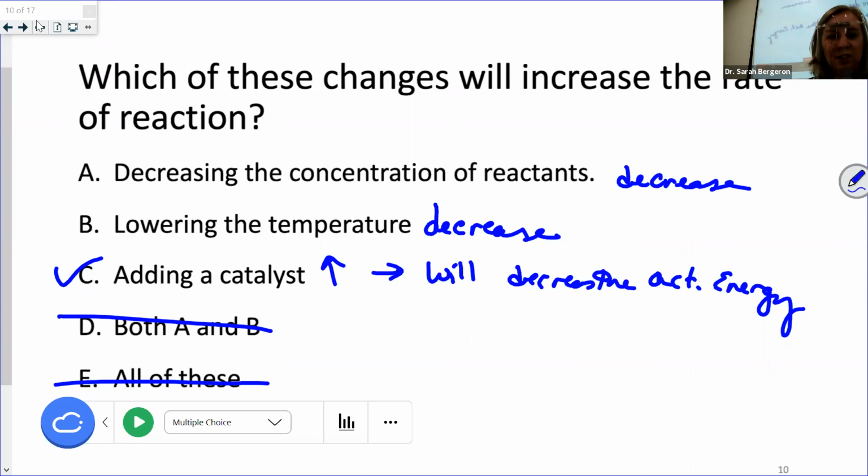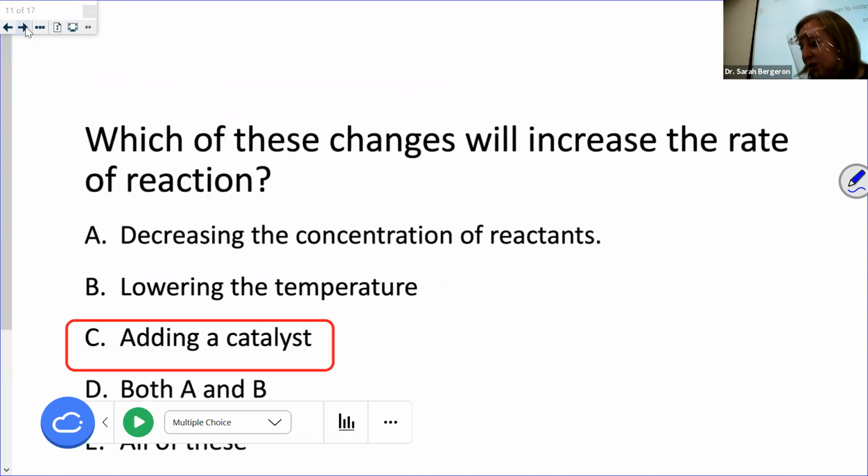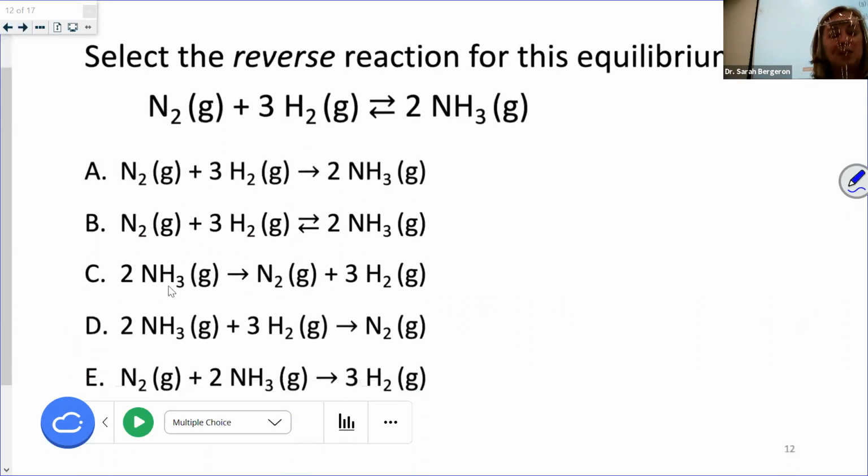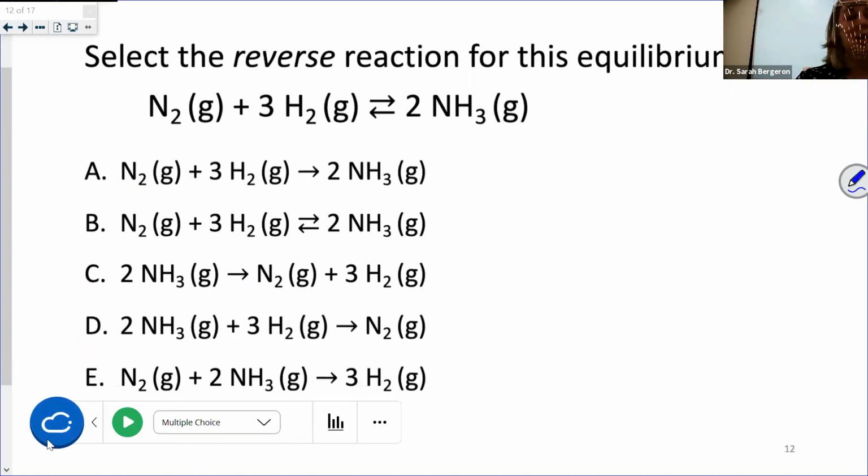All right. So I graded that one. And we answered that one. All right. Select the reverse reaction for this equilibrium. Notice that this reaction has a double-sided arrow. So tell me which reaction listed below is the reverse of the one that's up above.